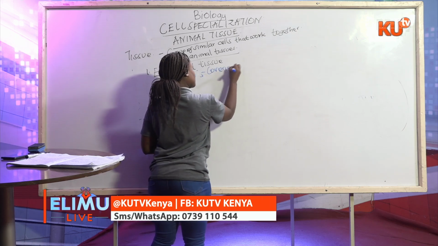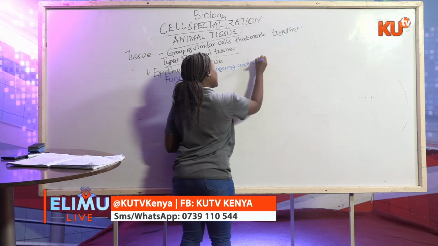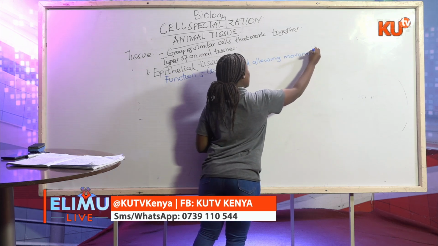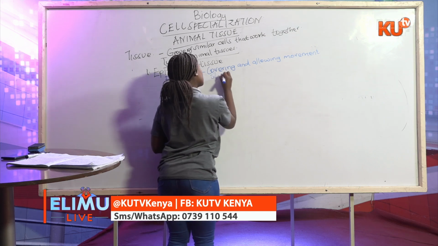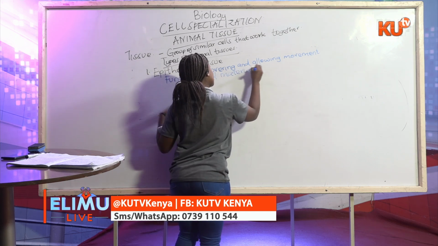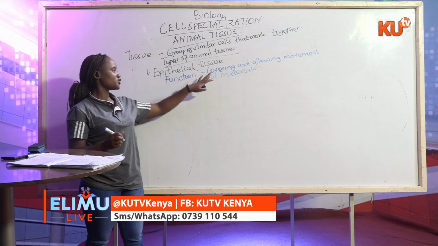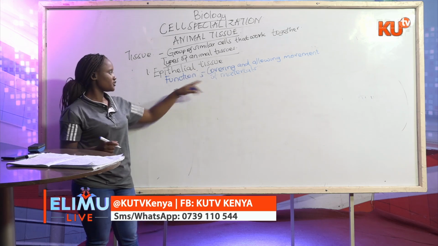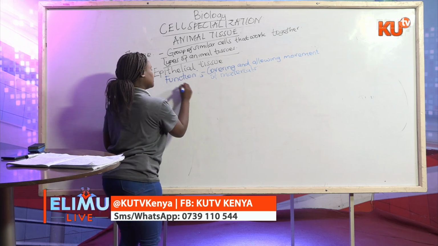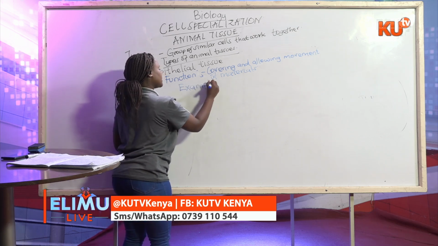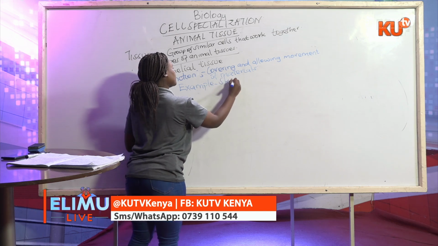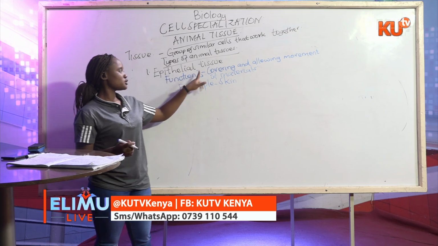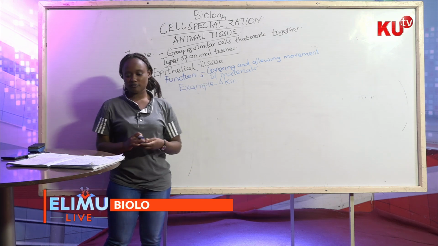So the function of the epithelial tissue is covering and allowing movement of materials. And now we have the example of the epithelial tissue. We have the skin. A skin is an example of the epithelial tissue, which is used for covering and allowing movement of materials.